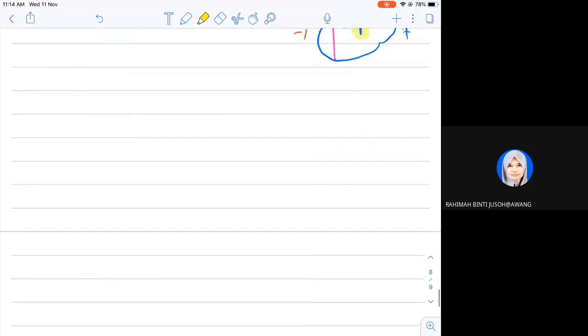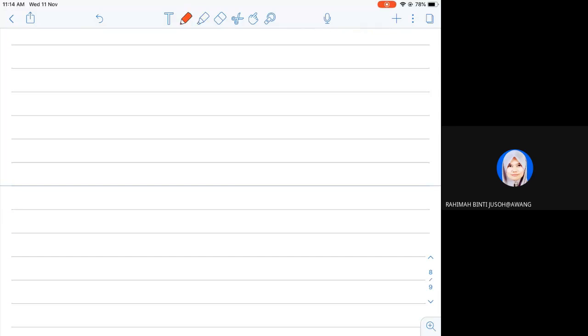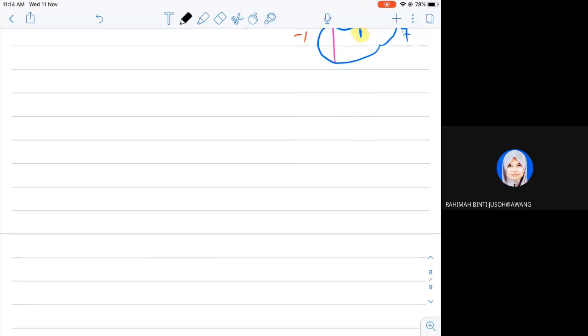Dah tengok tak video saya itu? Kita tak sempat guys. Video yang saya bagikan ada banyak video tu kan. Saya ada bagi extra 2 video saya. How to sketch roses.